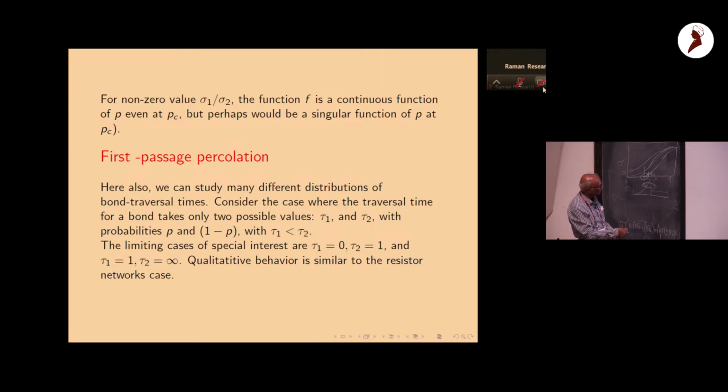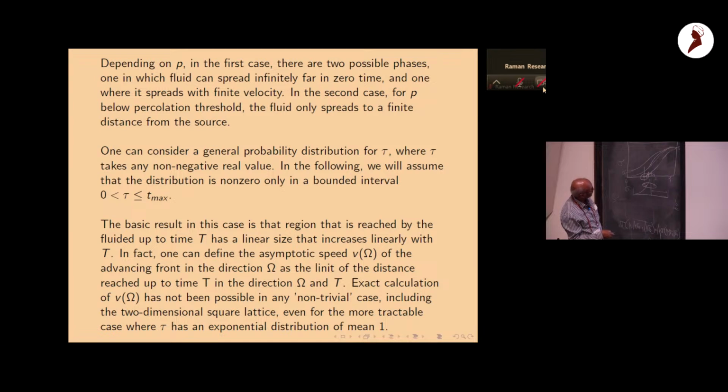In the second case, sometimes when p is small, then these bonds are very few, then the fluid doesn't go from here to there, it just sticks here. Okay? The mean traversal time to go from here to here is infinite. But in the other case, if these bonds are many, then it will find a path and it will go there, but it will go there with a finite velocity. Okay, so can I determine these functions? That is the kind of questions which people ask. Okay, so the basic result.